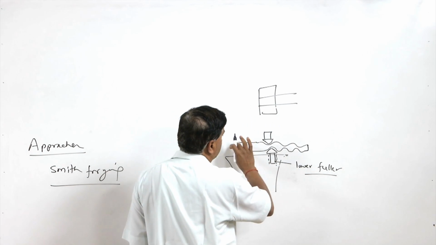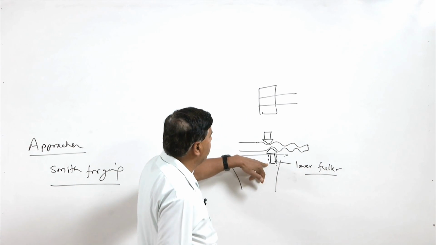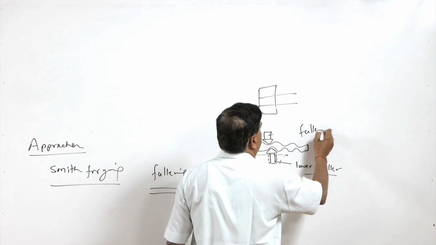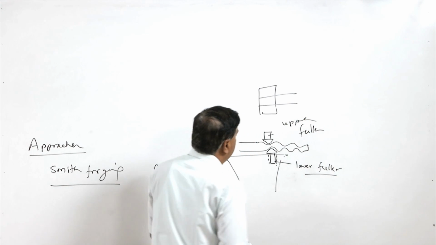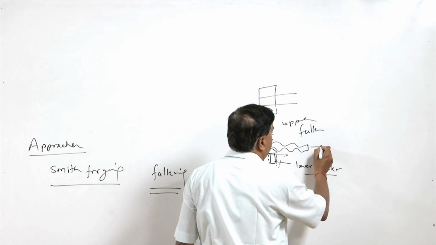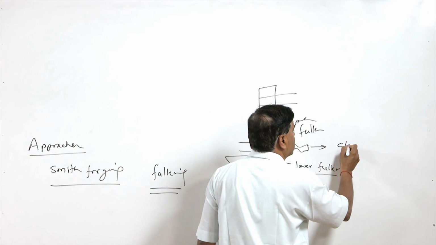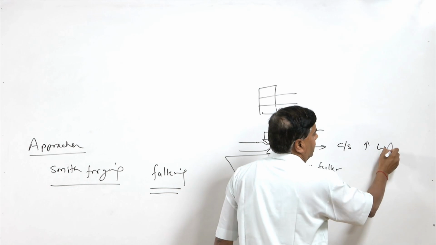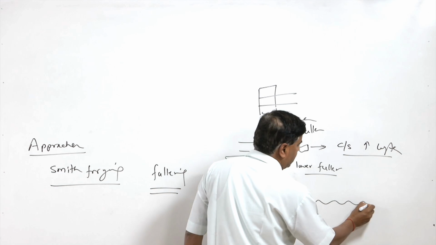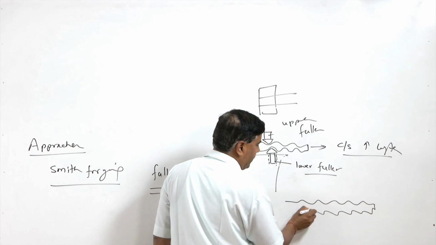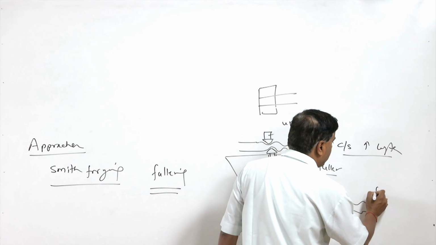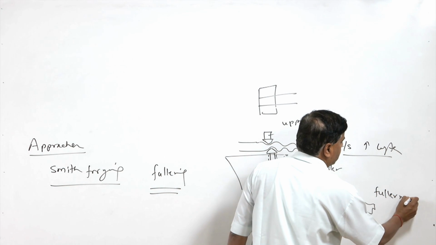So, basically the stock is placed over the lower fuller, and this is the upper fuller, and the hammering is done on the upper fuller, so that metal flows in the length direction. This reduces the cross section and increases the length. So, in this way we basically get the stock with the reduced thickness and increased length. Obviously, it will have the fuller marks.